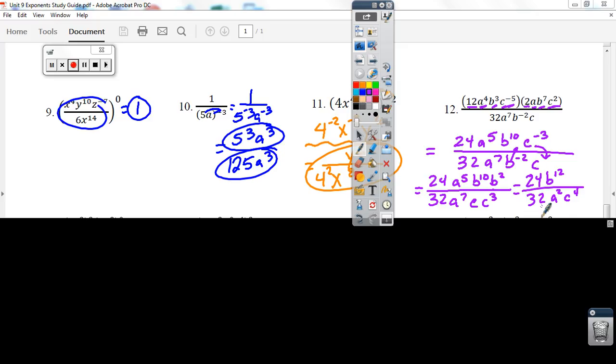We're almost done, except 24 over 32 simplifies. Well, 8 goes into both of those. 8 goes into 24 3 times, 8 goes into 32 4 times. So again, 8 is what simplifies this. So 8 goes into 24 3 times, and 8 goes into 32 4 times. Is my fully simplified form.